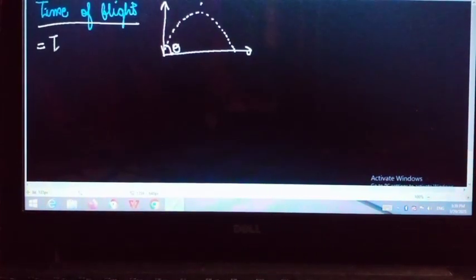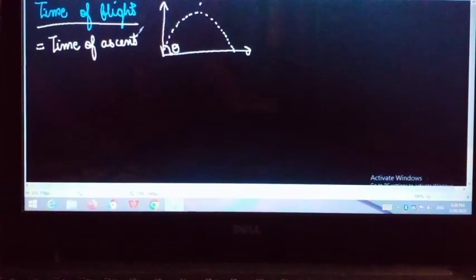Now, time of flight can be understood as the total time in which the projectile was in the air. It is known as time of flight, and the time of flight is also the sum of the time of ascent and the time of descent.